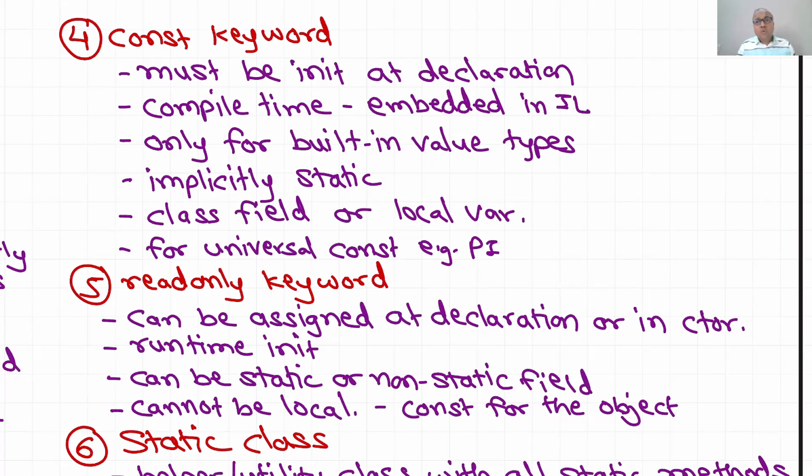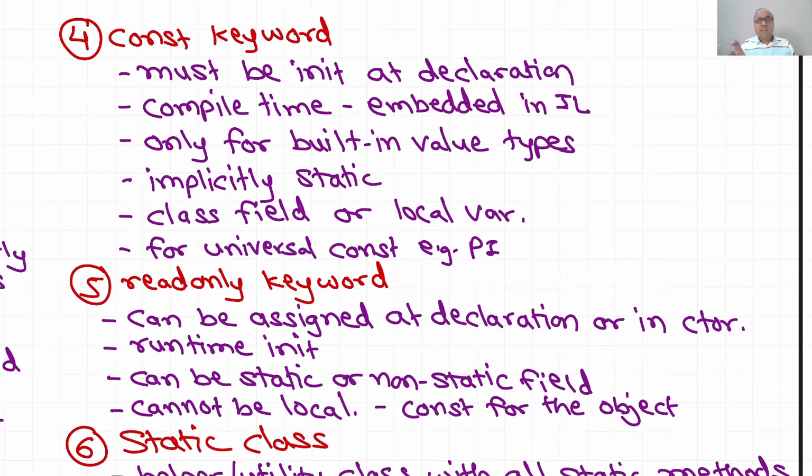Even if you try to write the static keyword explicitly for the const, it will give you the error. If you want, you can also declare the constant variables as local variables of the function. And the primary use case is for the universal constants like pi.